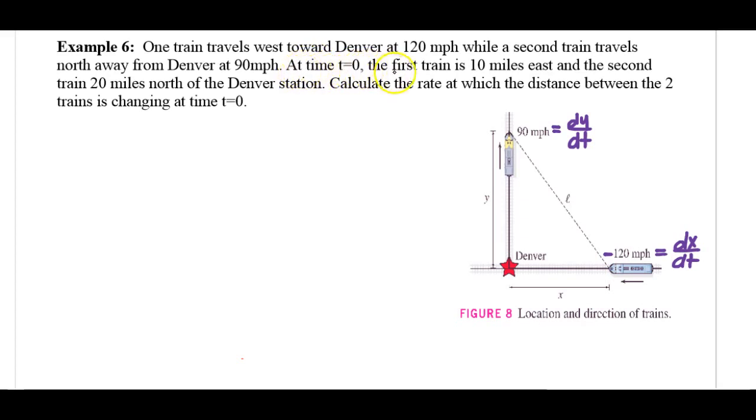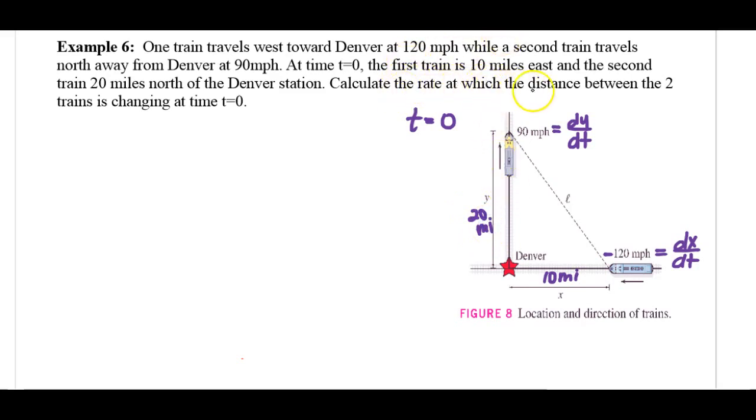So at time t equals 0, the first train is 10 miles east and the second is 20 miles north of the Denver station. So this image corresponds to when time is 0, and the first train is 10 miles east. So this distance right here is 10 miles, 10 miles east of the Denver station, and this train is 20 miles north of the Denver station.